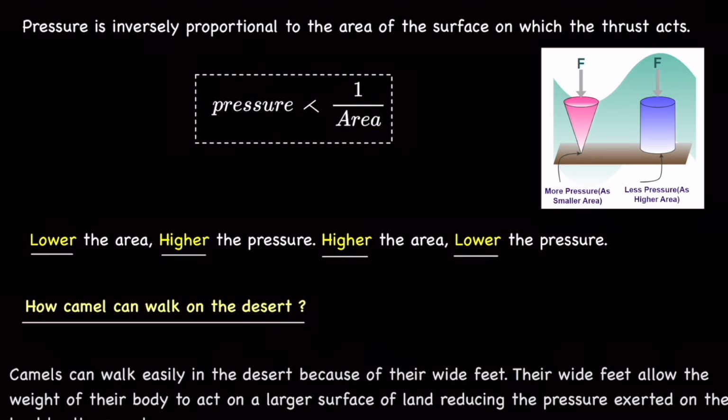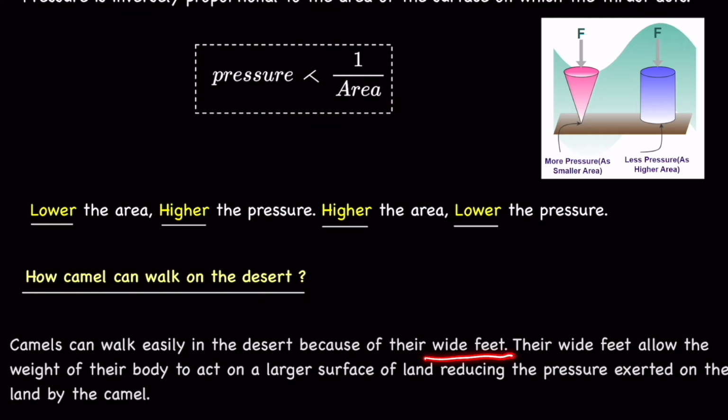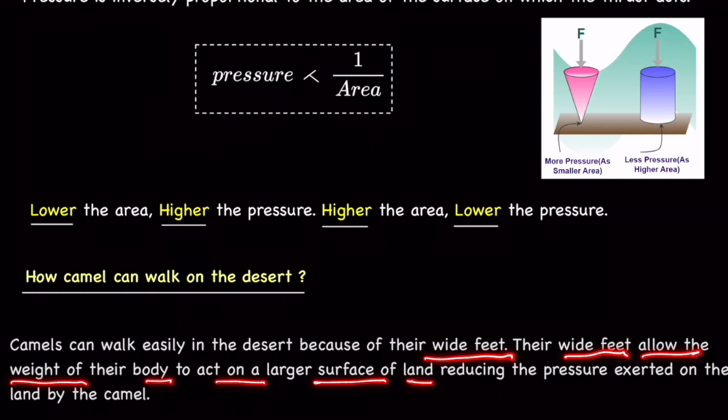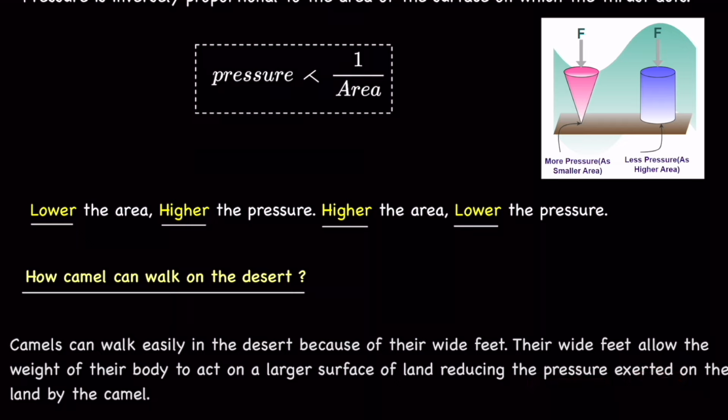So based on this concept, animals can walk on the desert. It is because of their wide feet. Their wide feet allow the weight of their body to act on a larger surface of land. It reduces the pressure exerted on the land by the camel, because more the area, less the pressure. So camel feet are wider, so due to that pressure is less. I hope you understood this part completely.